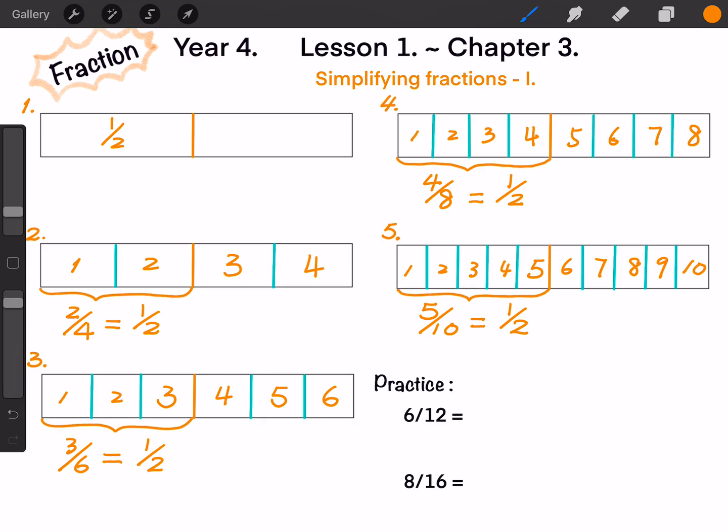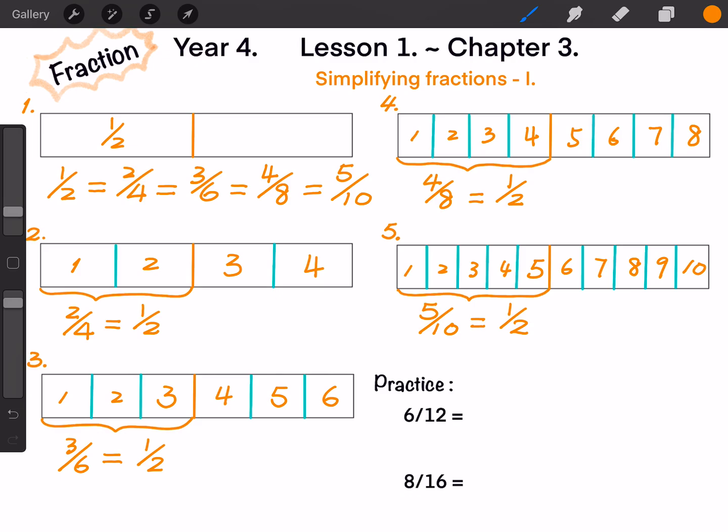Good. Now we can say 1/2 equals to 2/4 equals to 3/6 equals to 4/8 equals to 5/10. Great.